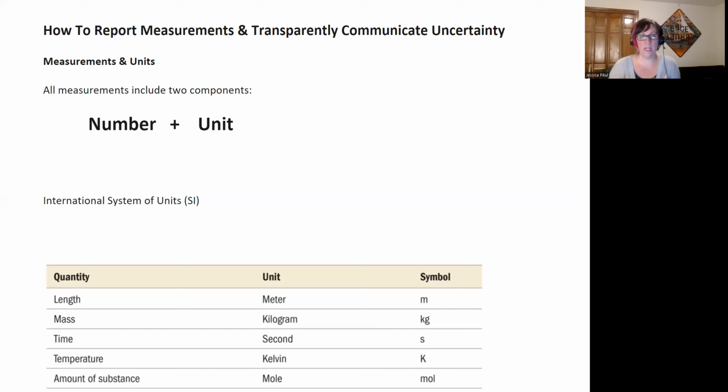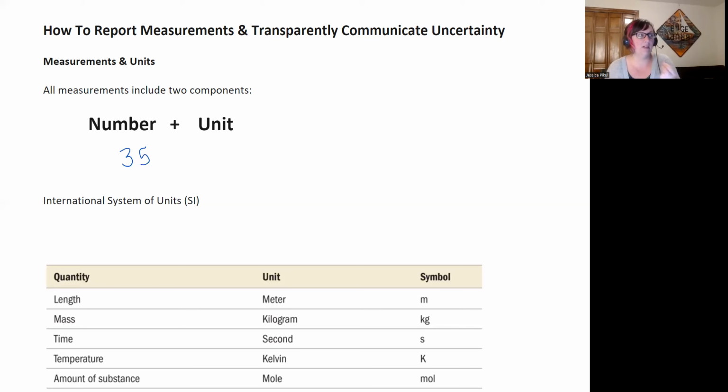So I'm going to start with what is a measurement. All measurements are going to be two things. They're going to be a number and a unit. So let's just do a quick example. Let's say my number is 35. That could be a lot of things. That could be my age. That could be my weight in kilograms. It could be how many feet across this room is. It could be a lot of things.